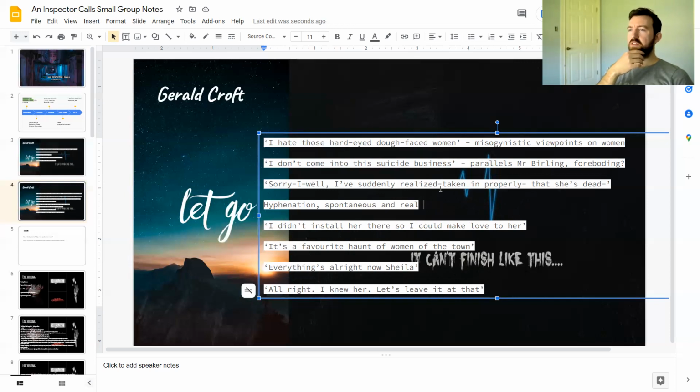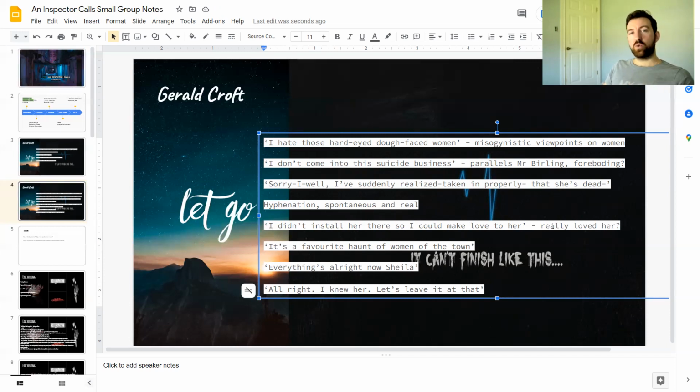So we get this sense of his humanity here. I didn't install her there so I could make love to her. Now, this is an interesting quote because we're not sure whether this is true or not, really. It seems plausible that he really cared about her. So I think that he did. And I think the inspector even asks him outright. He says, were you in love with her? And he says, I don't know. I didn't feel the way that she did about me. He's dodging the question. He did love her, I think, it's fair to say.